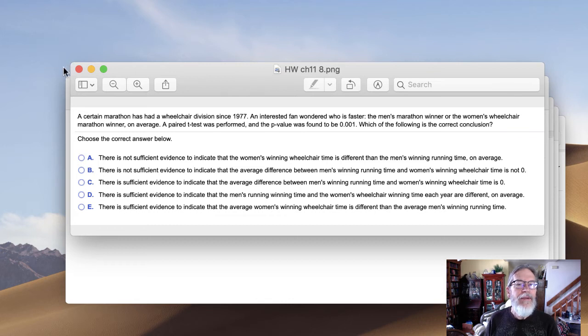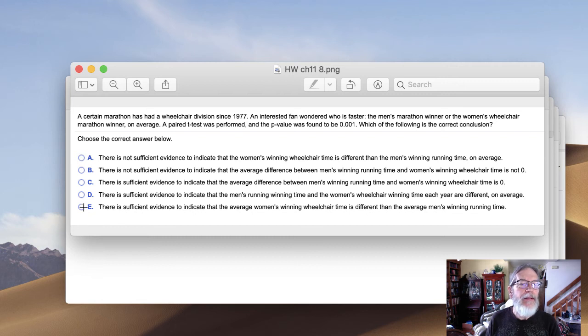All right, so now we're going to say a paired t-test. Oh yay, remember I said it was paired. Okay, so the p-value is 0.001. If the probability of an event happening is extremely small, that says we've got sufficient evidence to reject the null hypothesis. So there is sufficient evidence to indicate the men's winning time and women's winning time each year are different on the average.